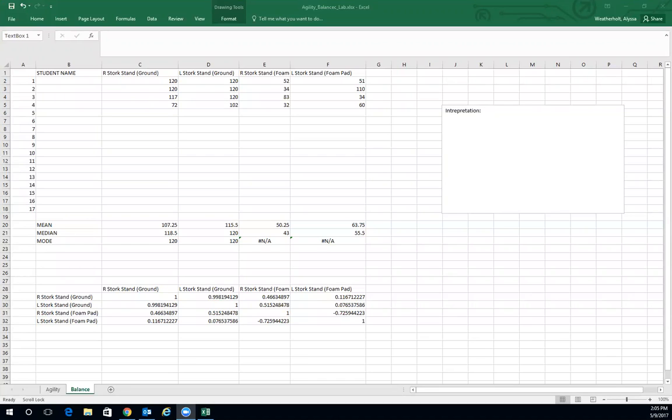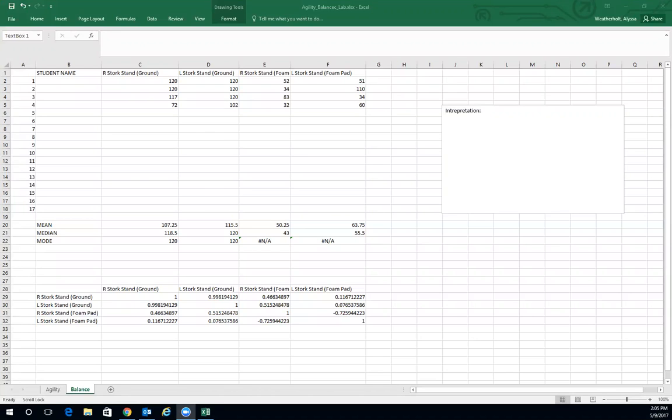The Excel spreadsheet you see right now is the balance test. So once you place the right stork stand on ground and the left stork stand on ground, and then the right stork stand on foam and the left stork stand on foam, which are all in seconds, what you're going to do next is insert a graph.